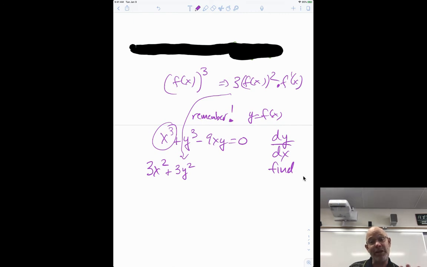And that's actually what we're looking for, right? We're looking for y prime. So I'm going to tack on a little y prime right there. That's that f prime of x in that one. Same thing on the next step.